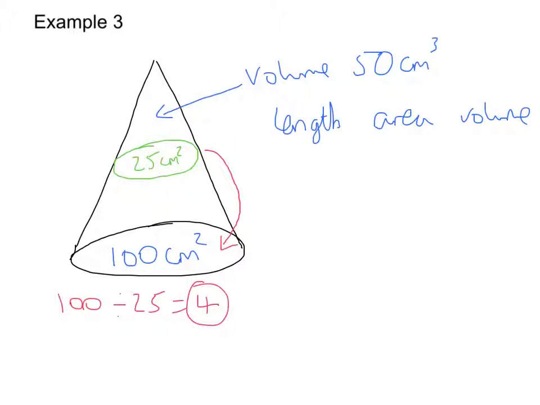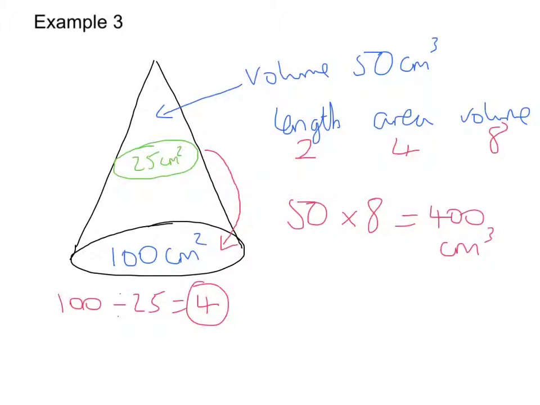But we're dealing with areas here. The area increased by 4. That must mean that the length increased by the square root of 4, or 2. And consequently, the volume will be 2 cubed, or 8 times bigger. Now, if we know that the volume of the smaller cone was 50, to work out the volume of the larger cone, we need to do 50 multiplied by 8, which is going to give us 400 centimetres cubed.